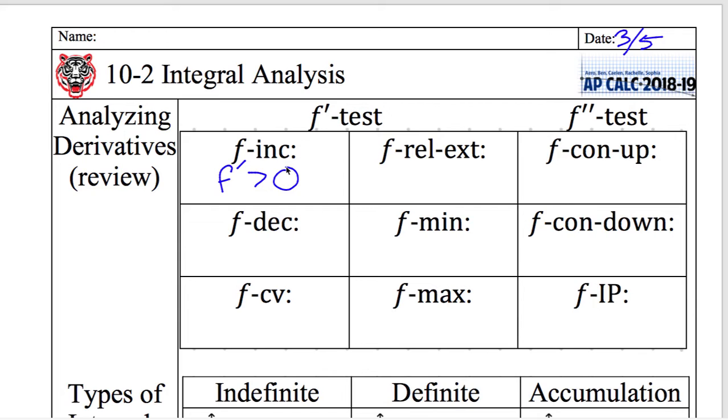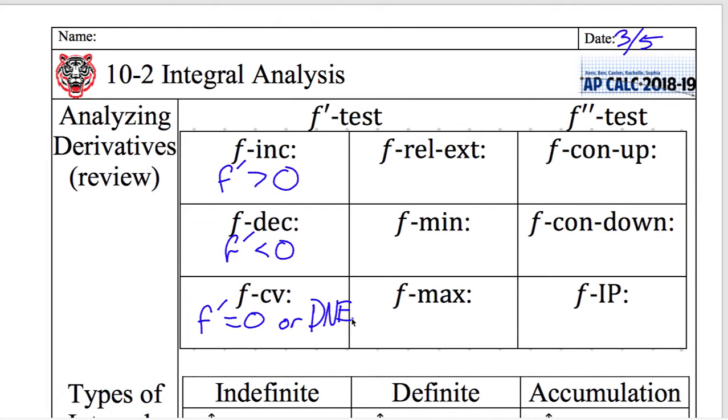F decreasing, Arrow. There it is, F prime less than 0. And Rochelle, F, CV, the critical values are where F prime equals 0 or DNE. Yeah, you got both of them. Write it down. You need to have these memorized.